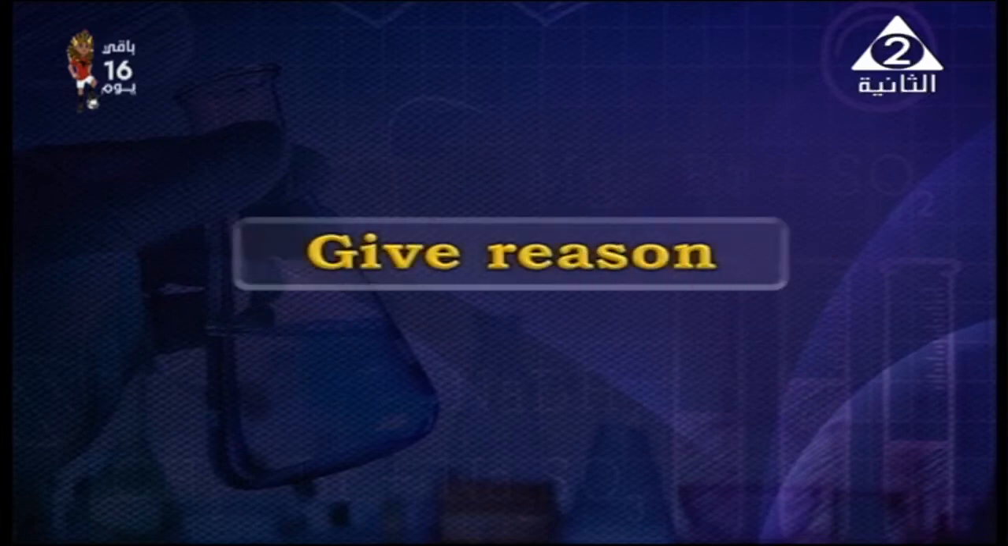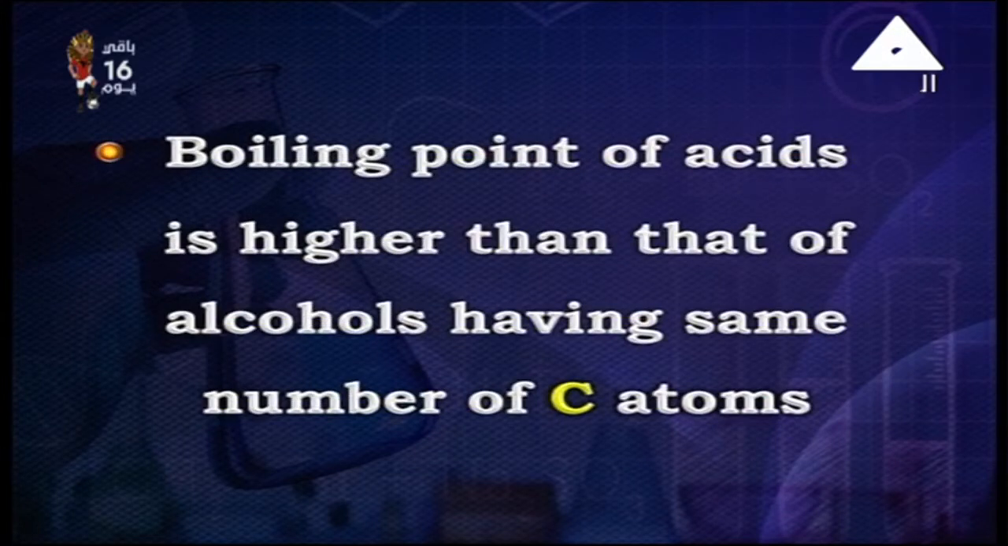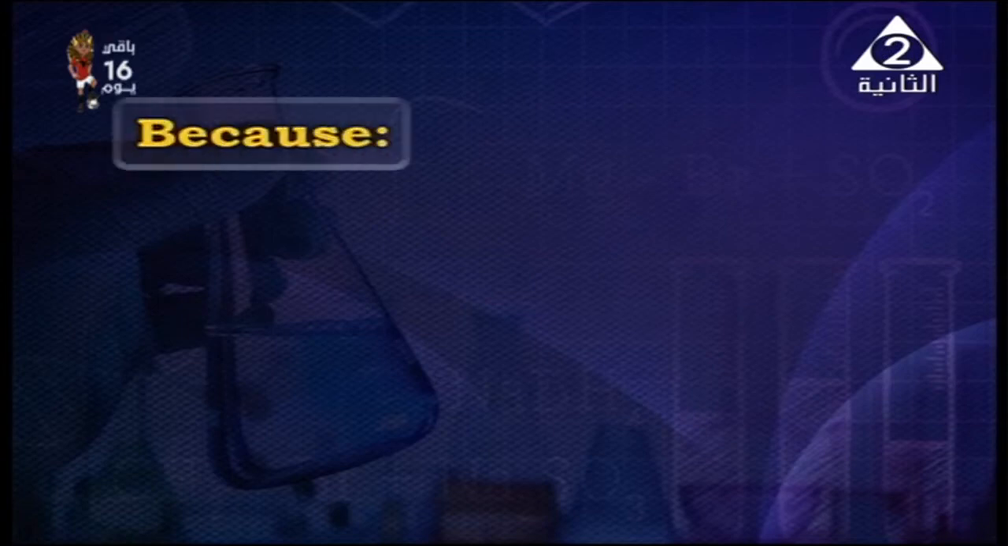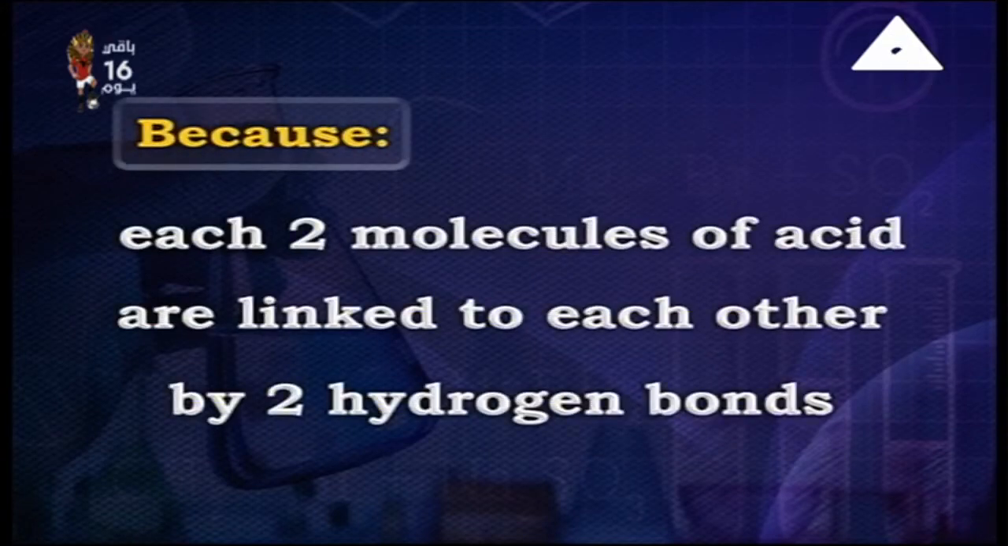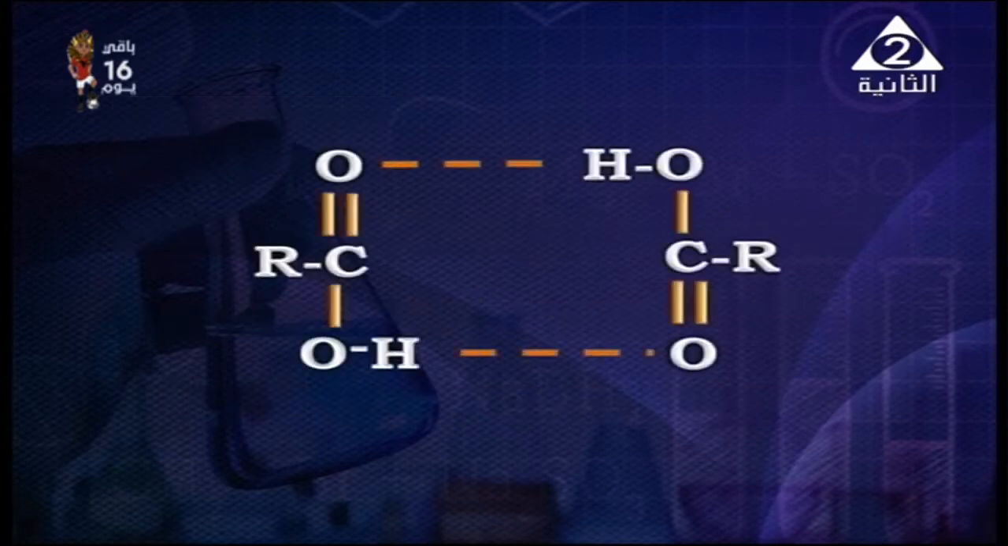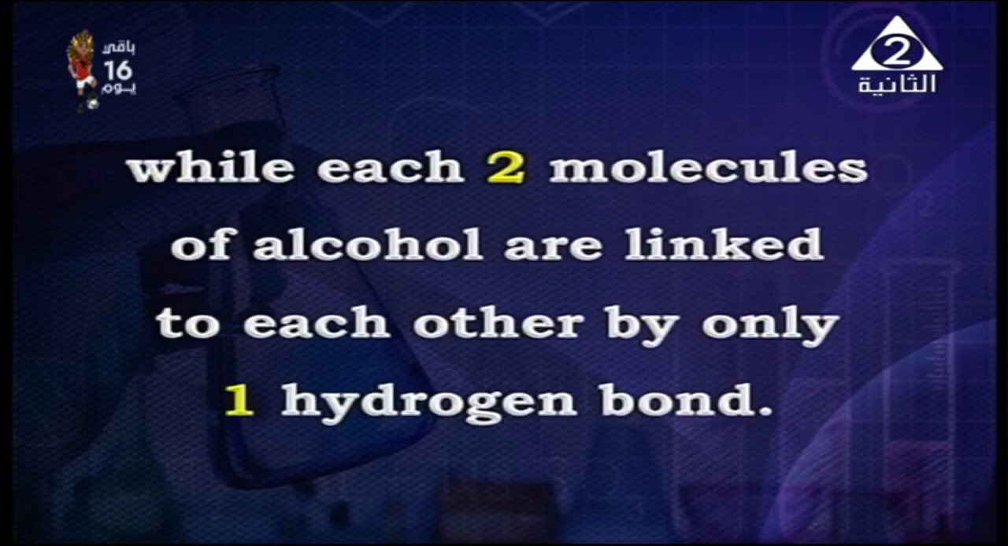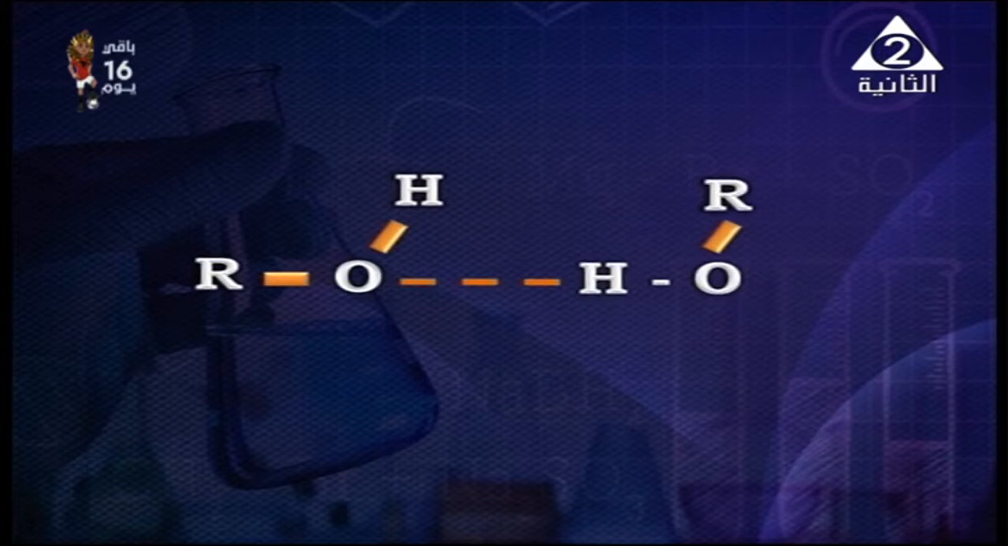We have a give reason in this point. The boiling point of acids is higher than that of alcohols having the same number of carbon atoms. The reason for that is because each two molecules of the acid link to each other by two hydrogen bonds. As shown on the screen, two hydrogen bonds are formed due to the polarity of the carboxylic group. Here, two molecules of alcohol are linked by only one hydrogen bond. As shown on the screen, the polarity of the OH bond causes one hydrogen bond between the two molecules.